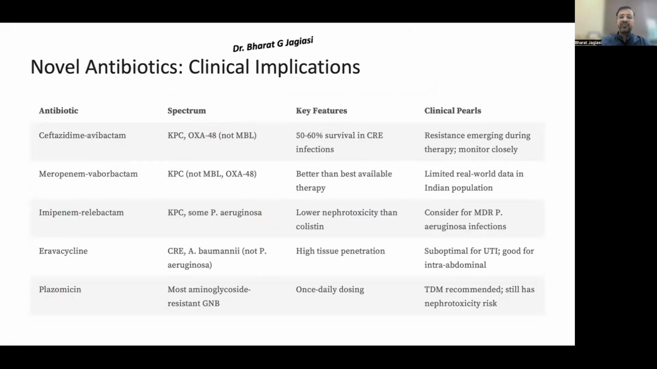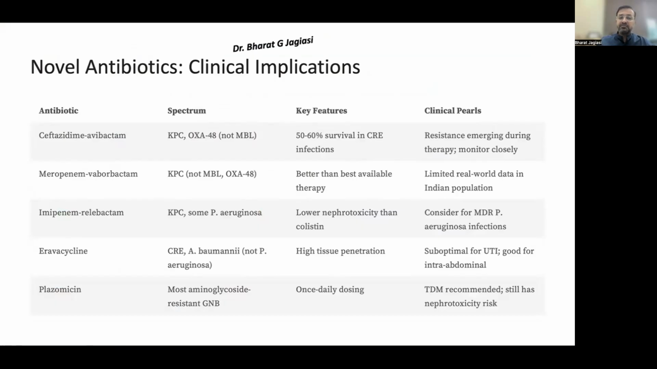Novel antibiotics. When you talk of ceftazidime avibactam, it covers a very good spectrum of KPCs and OXA-48, but resistance might emerge during the therapy, and we have to monitor very closely. Meropenem vaborbactam is very good against the KPCs, but there is limited real-world data, especially in the Indian population.